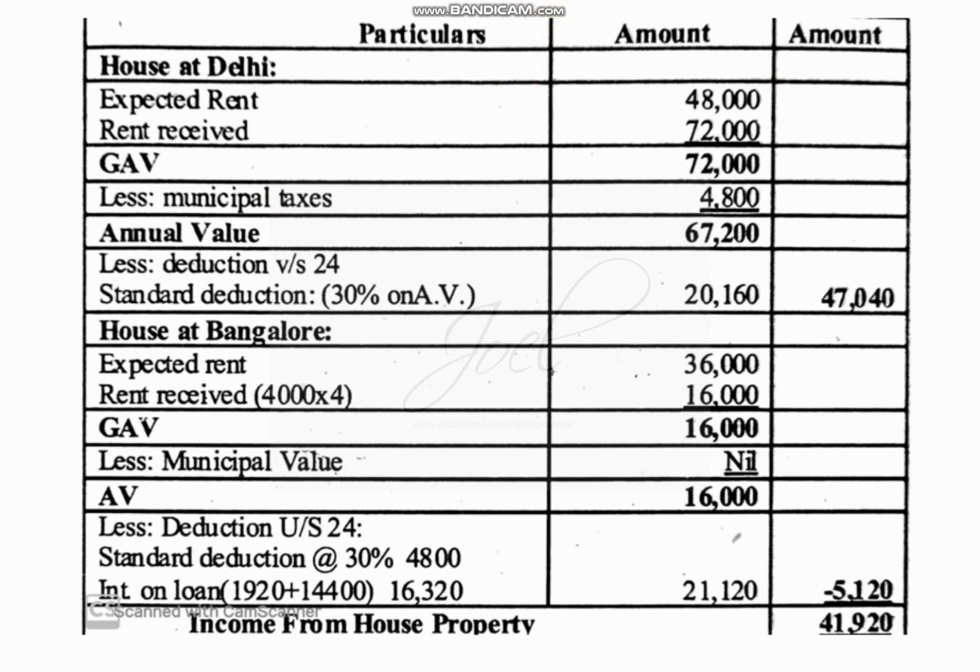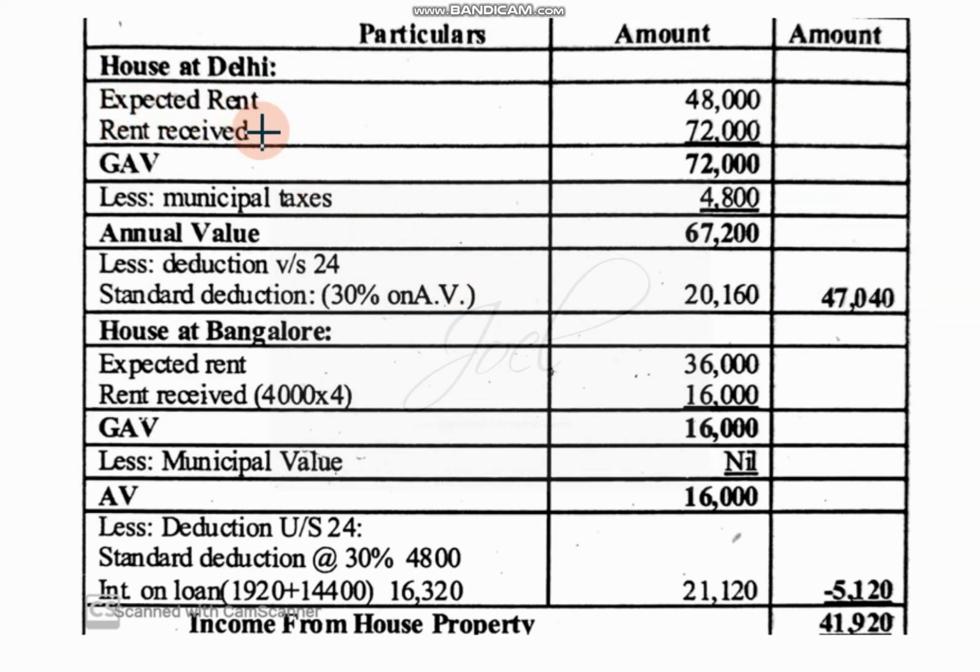Two houses are there. One is a house at Delhi, one more is a house at Bangalore. The Bangalore house was self-occupied for a particular period of time. If it was not let out, these steps were not there. Now first it is expected rent. For expected rent we have only the municipal value. Municipal value is 48,000. Then we have to compare expected rent and rent receivable.